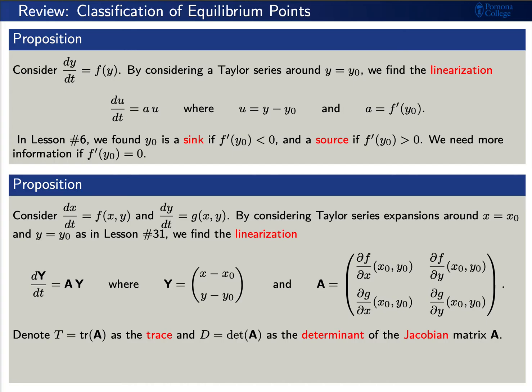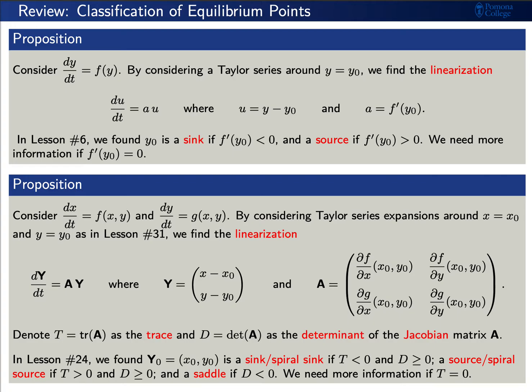For the moment, let's denote T as the trace of this matrix and D as the determinant of this matrix. We found in lesson 24 that we have an equilibrium point that is either a sink or a spiral sink if the trace T is negative and the determinant D is greater than or equal to 0. We have a source or a spiral source if T, the trace, is positive and the determinant D is greater than or equal to 0. And finally, we have a saddle if the determinant D is less than 0. We need a little bit more information to classify this equilibrium point if T is equal to 0.